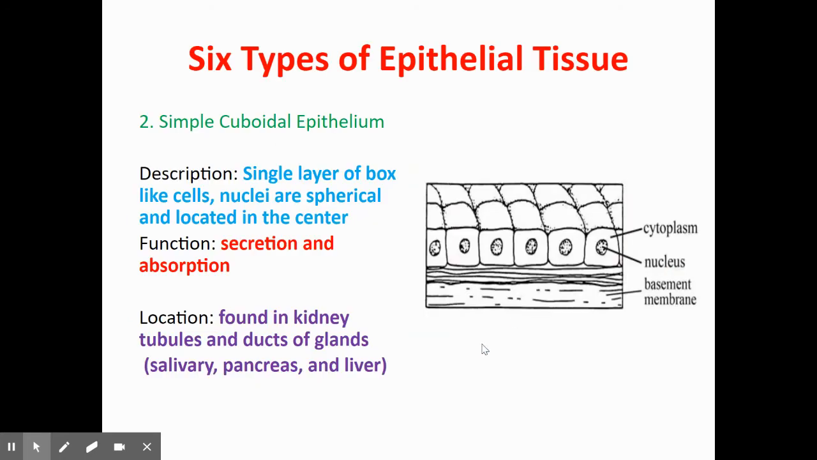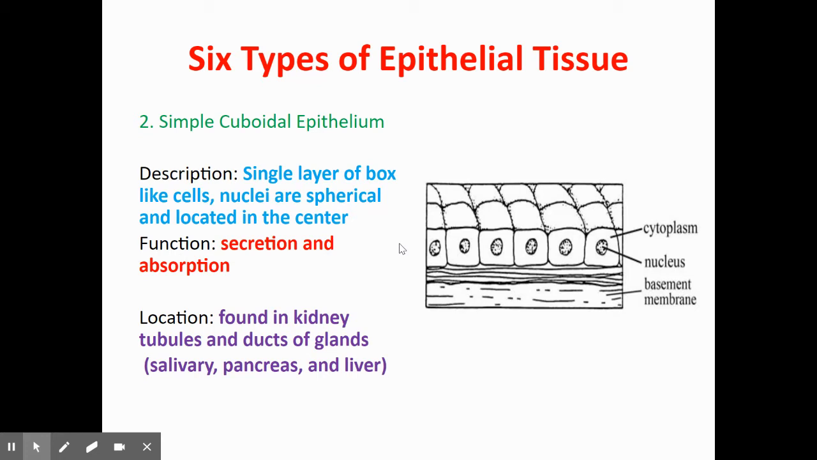The second type is simple cuboidal. So once again, simple means it's one layer thick, and cuboidal means it's going to be like this little boxy cube shape. We're going to find these in tubes in the kidneys as well. This type of tissue is going to be found in ducts where there has to be some sort of secretion, so enzyme secretions.